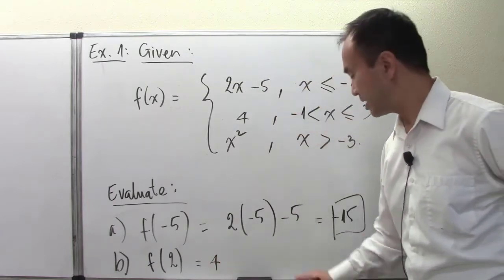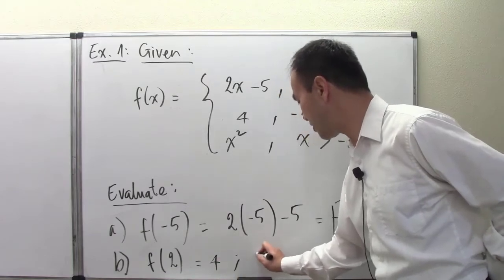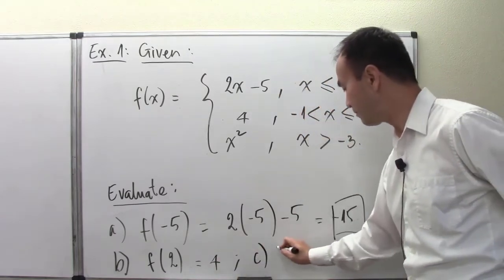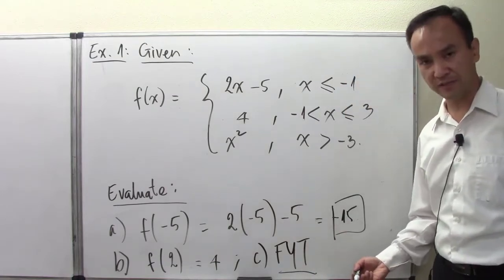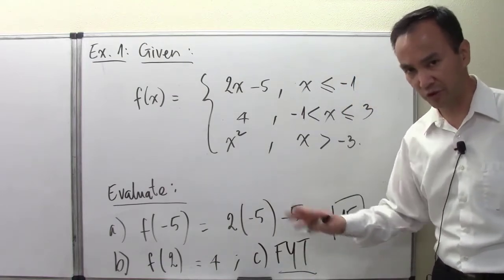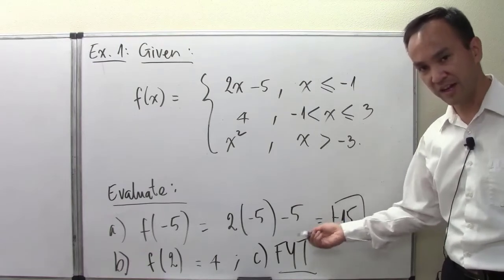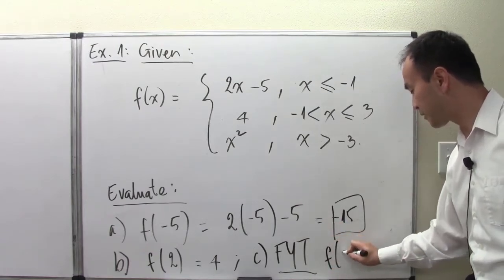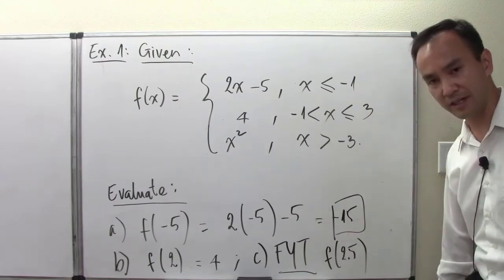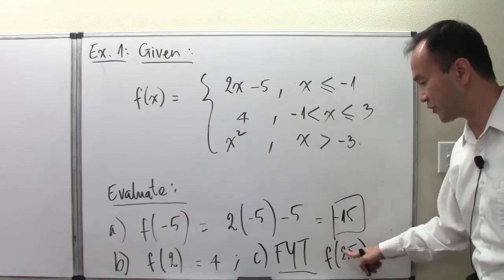All right, so how about another try right here? Question C. I can create this as an FYT. An FYT means for your own trying. I won't give too much explanation, but I will simply write down the final answer. How about f of 2.5? You can now go ahead and search for the correct rule to use.